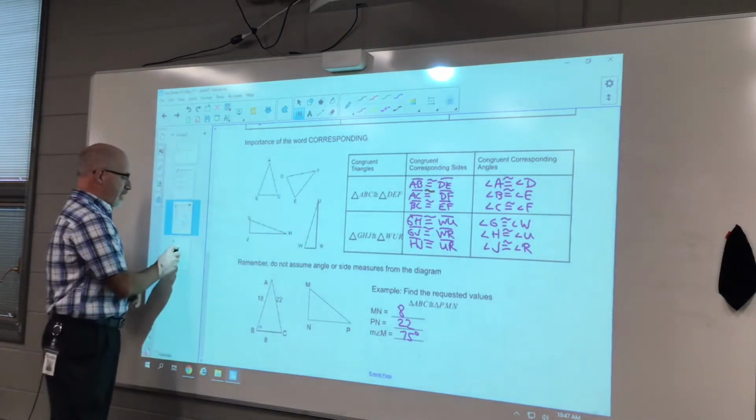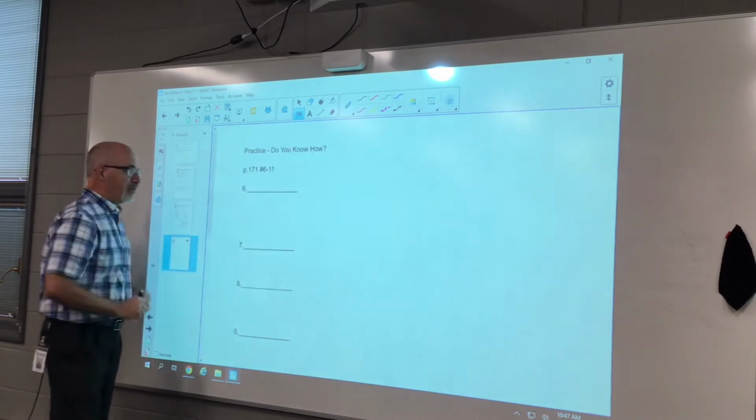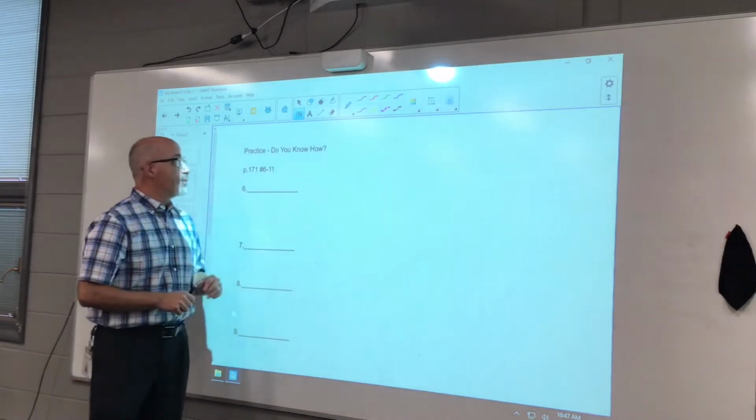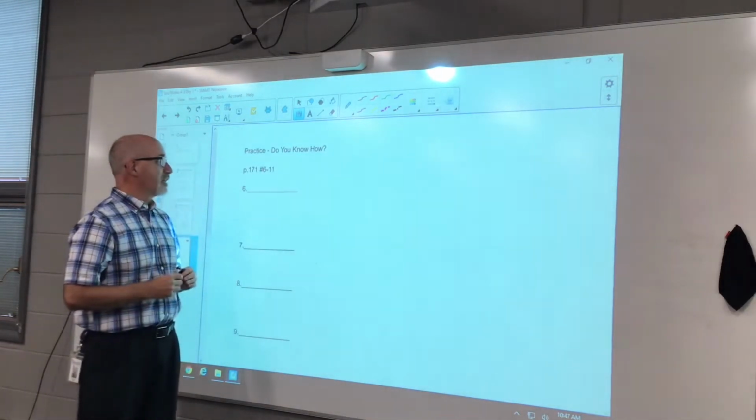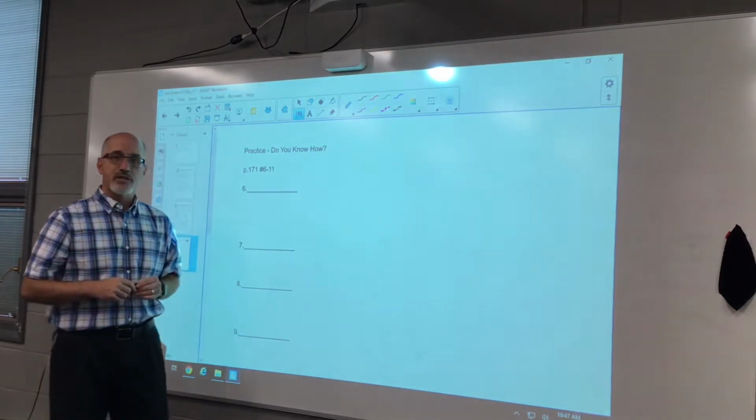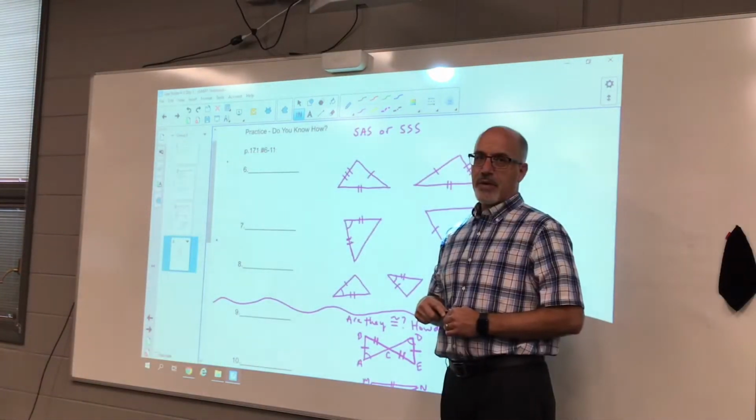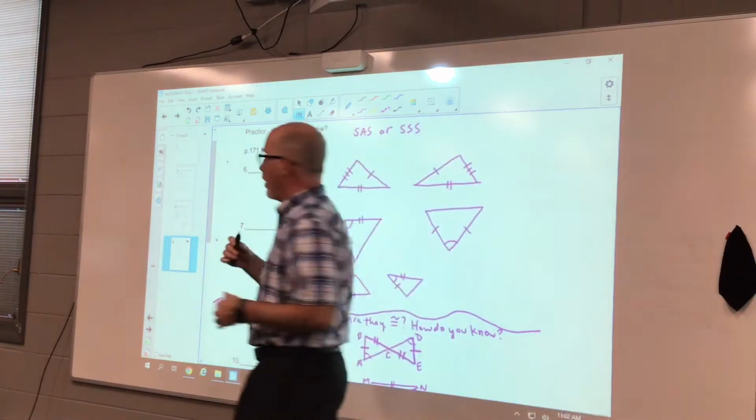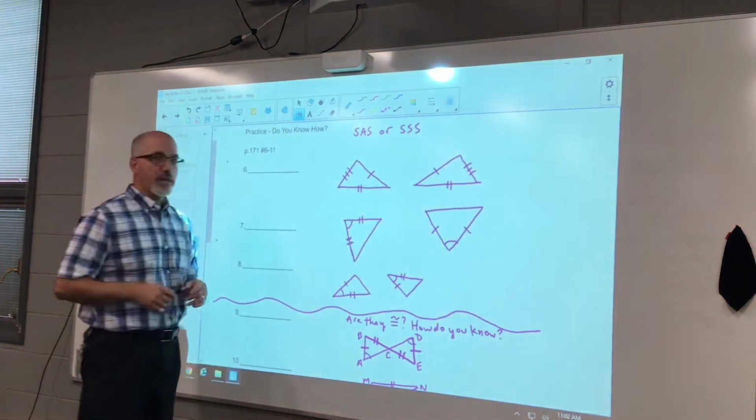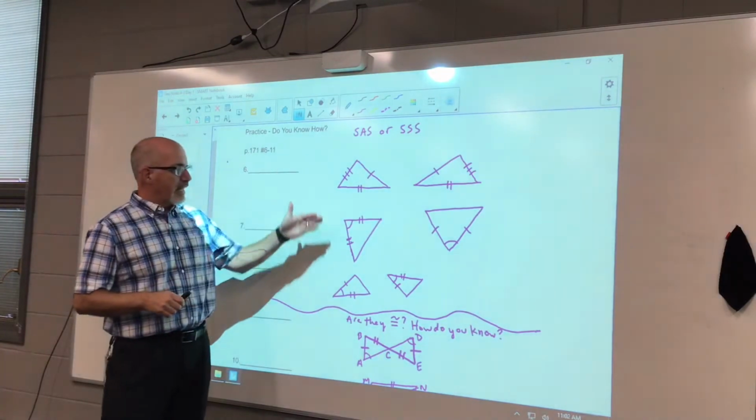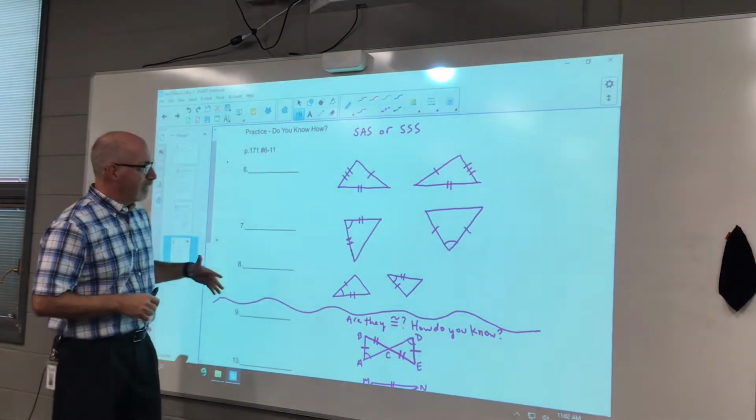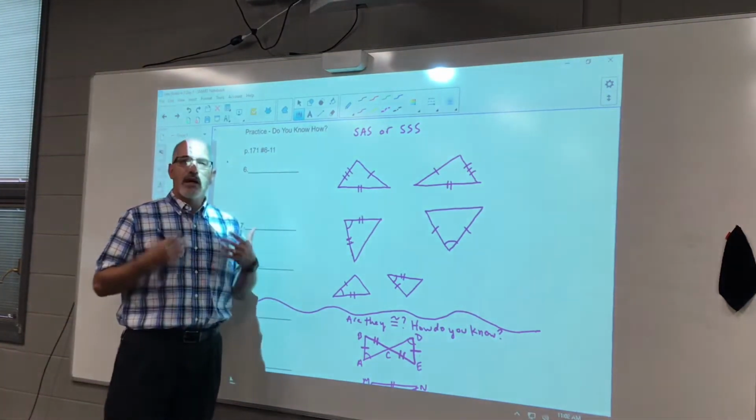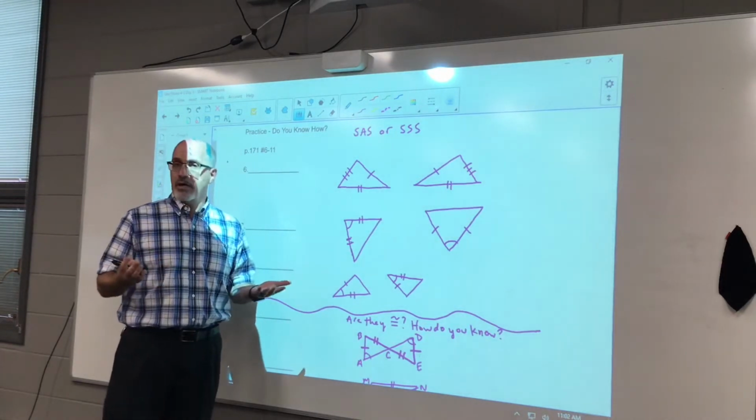All right, what I'd like you to do next is go to the Do You Know How section, and try numbers 6 through 11. Let's practice some of these problems by taking a look at the Do You Know How, which is on page 171. So here are the diagrams for the first three, and the question is, how do you know these are congruent, or are they congruent?